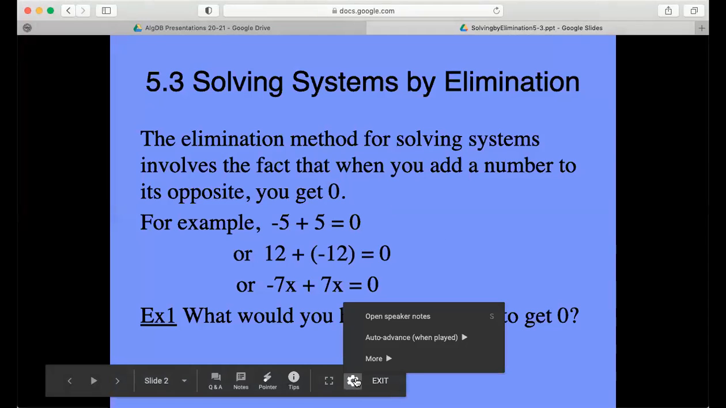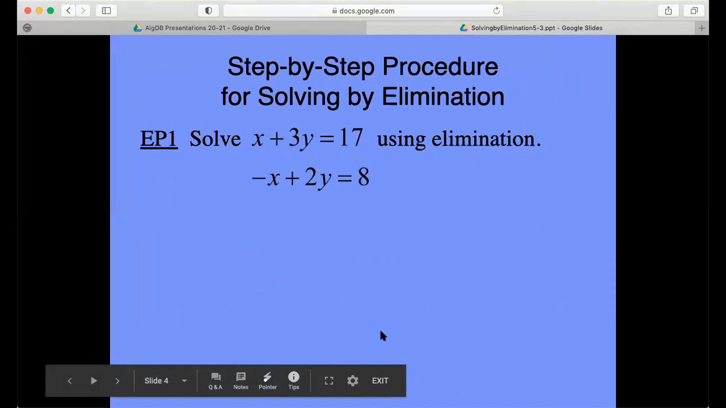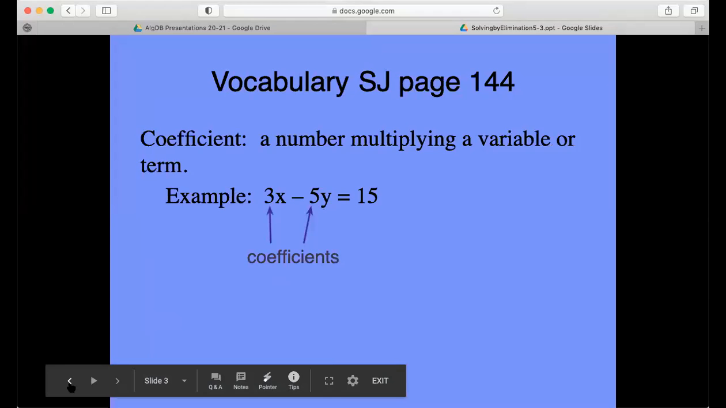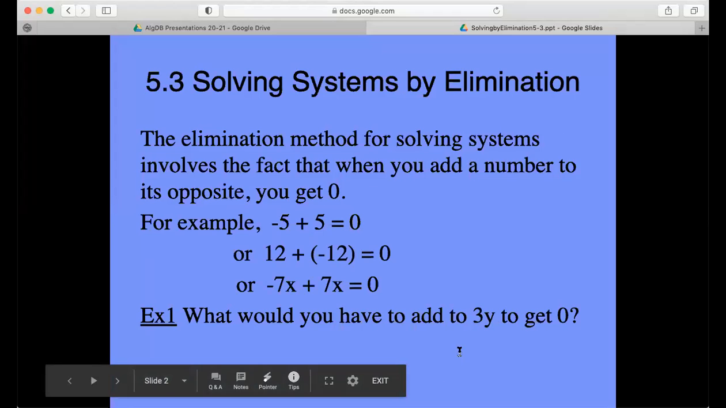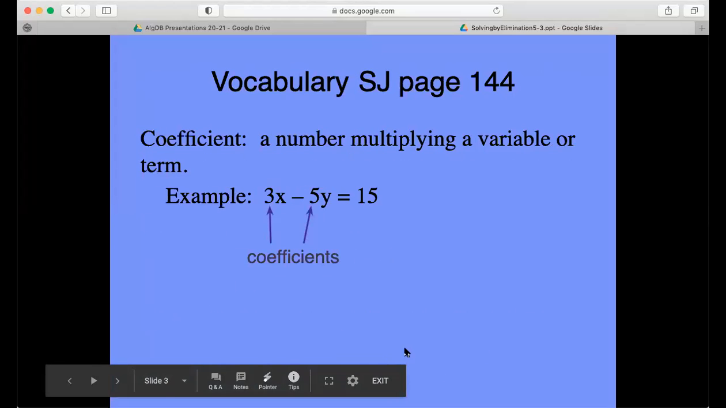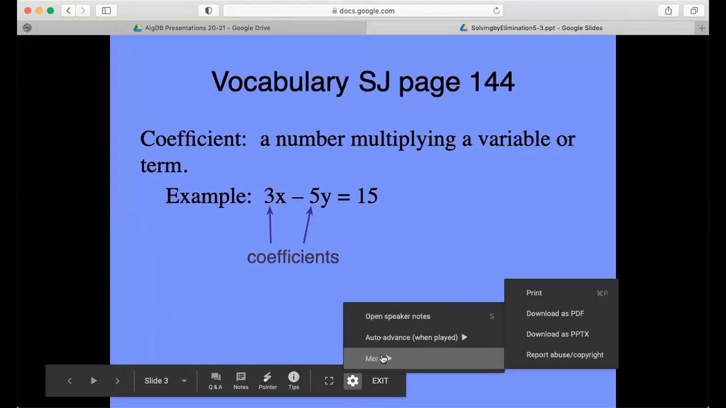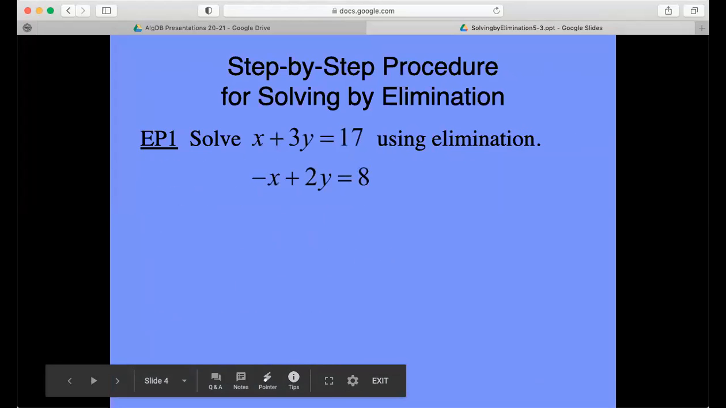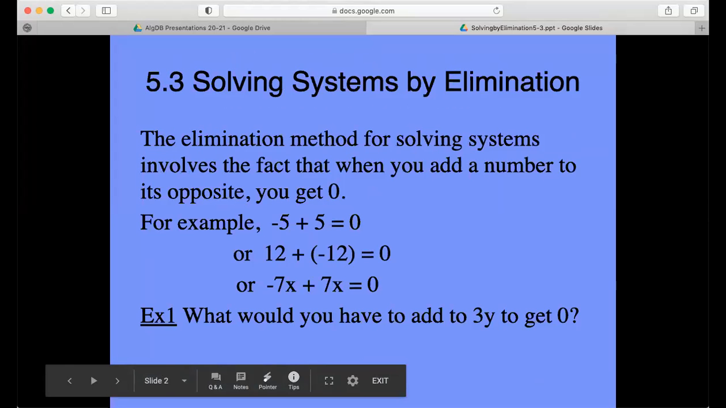So let's see if I can get my tools here. Hold on. Where are my tools? Let's go back. Let me find some tools. Oh, there we go. All right, so, sorry, I'm having some technical issues today.